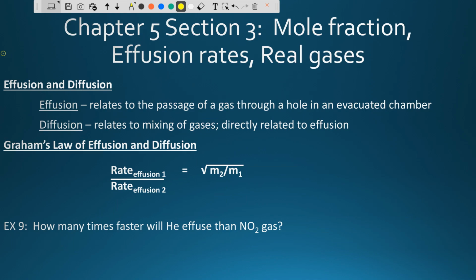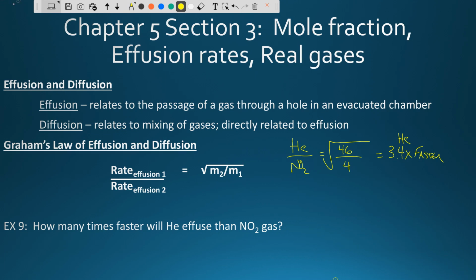Let's take a look at helium compared to nitrogen dioxide. Remember that my helium is on the bottom over here, and my nitrogen dioxide is 46 grams per mole. If I calculate this, divide and take the square root, I see that my helium is 3.4 times faster. Just make sure if you have helium here, helium's down here in the equation.